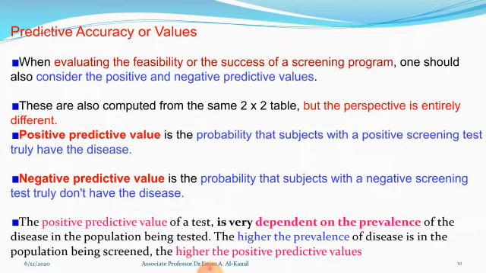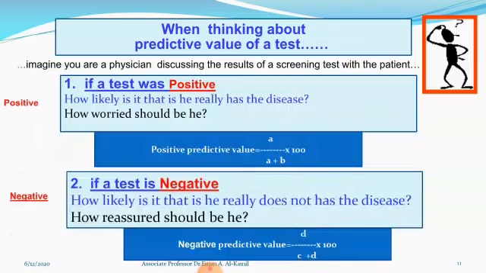The positive predictive value of a test is very dependent on the prevalence of the disease in the population being tested. The higher the prevalence of the disease in the population being screened, the higher the positive predictive value. The sensitivity and the specificity are not affected by the prevalence of the disease, while the predictive value is dependent on the prevalence of the disease.